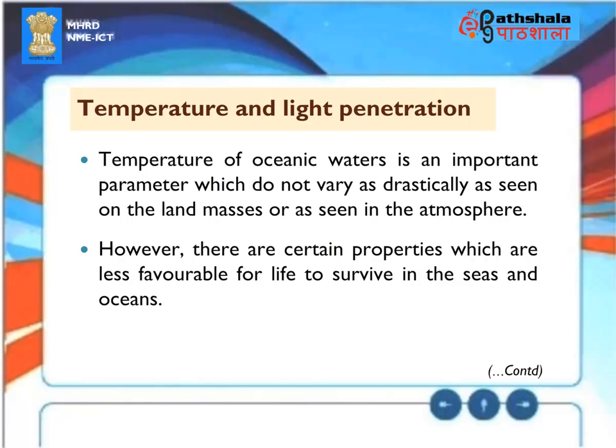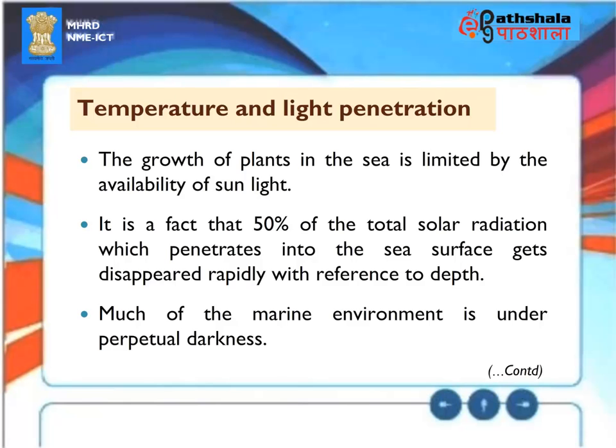Temperature and light penetration. The temperature of oceanic waters is an important parameter which does not vary as drastically as seen on the land masses or in the atmosphere. However, there are certain properties which are less favorable for life to survive in the seas and oceans. The growth of plants in the sea is limited by the availability of sunlight. It is a fact that 50% of the total solar radiation which penetrates the sea surface disappears rapidly with depth. Much of the marine environment is under perpetual darkness.